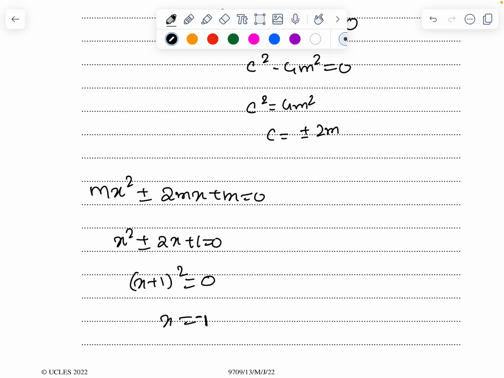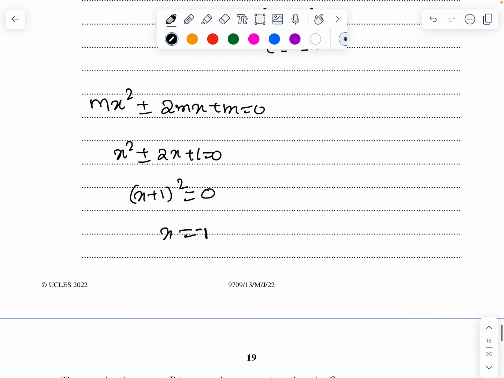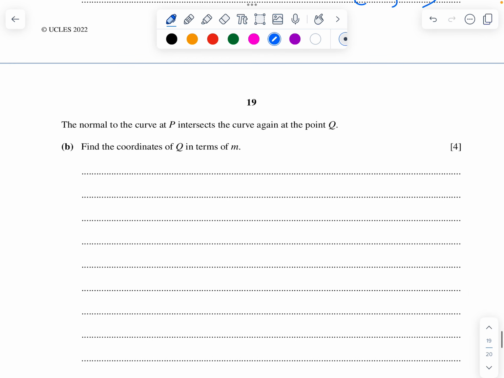If x equals negative 1, y was negative m upon x. So it will become negative m upon negative 1. So y equals m. So what's going to be the point? Negative 1 comma m is going to be the point. The normal to the curve at P intersects the curve again at Q. Find the coordinates of Q in terms of m.